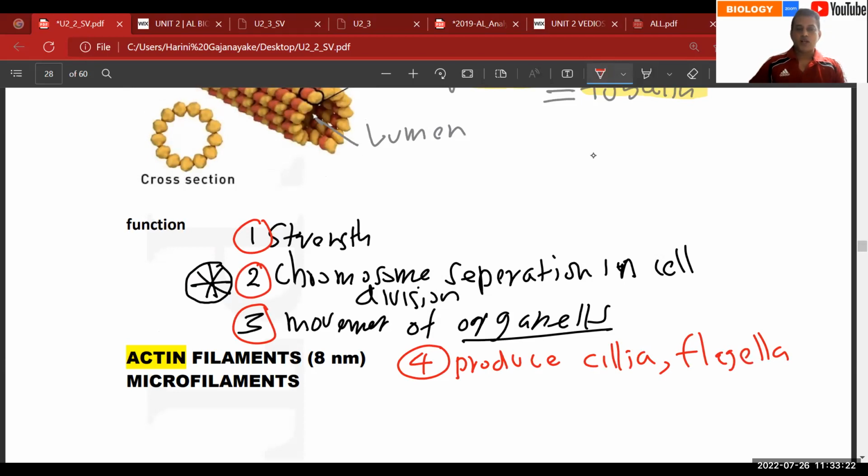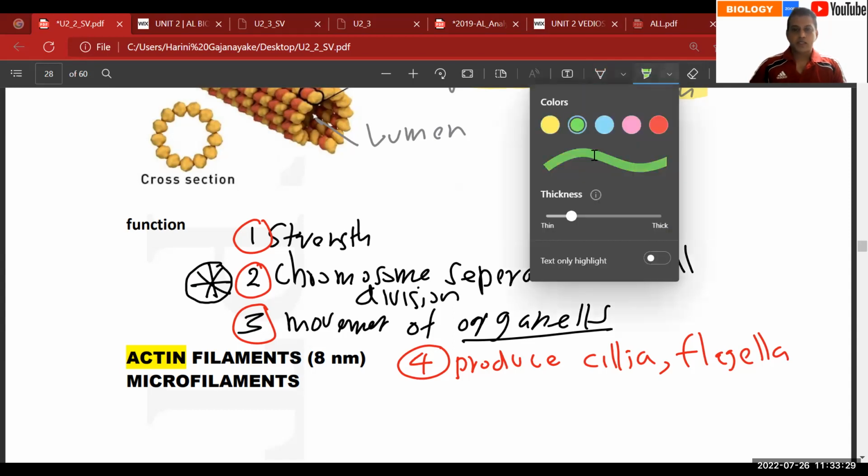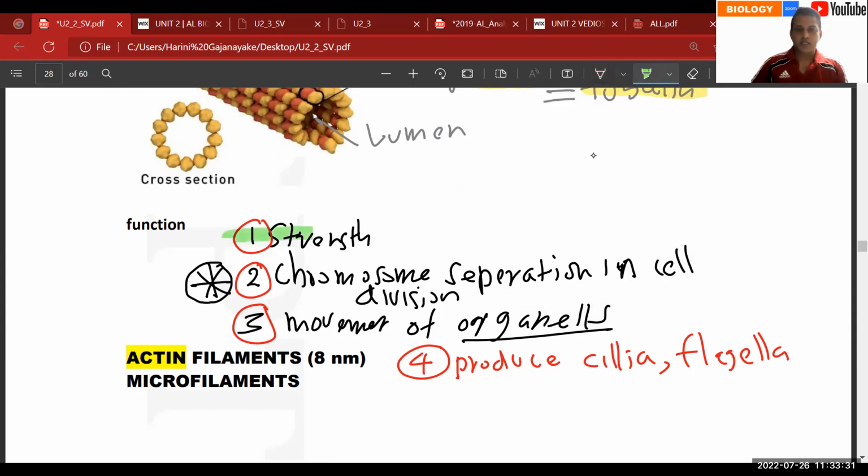So these are the four functions you need to remember, and out of the four functions, this one is always common to all the three filaments. Providing strength to the cell is common for all. So then 2, 3, and 4 are important to remember for microtubules.